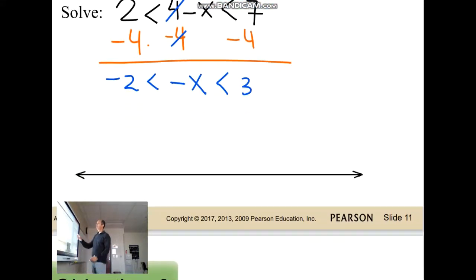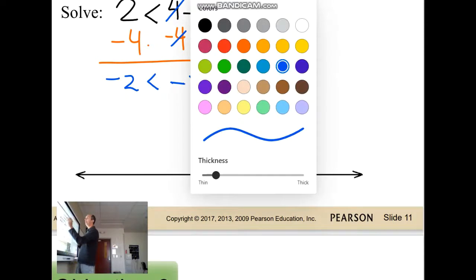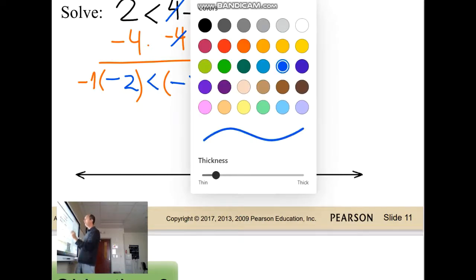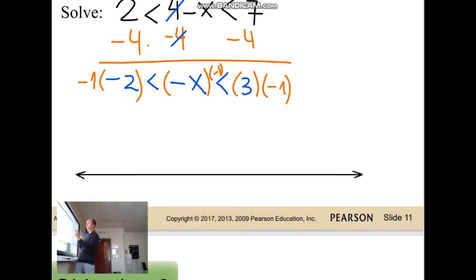And now multiply everything, every part by -1. Multiply by -1 here, multiply by -1, and multiply by -1. Yeah, you get it, right? Multiply by -1, all the parts. Remember, when you multiply, you have to flip the inequality sign. So 2, -1 times -2, 2, x, -3. Okay?